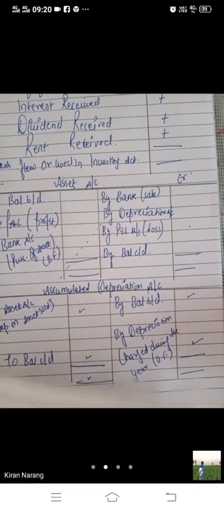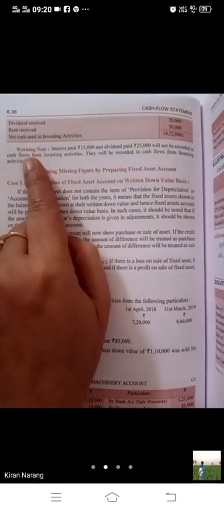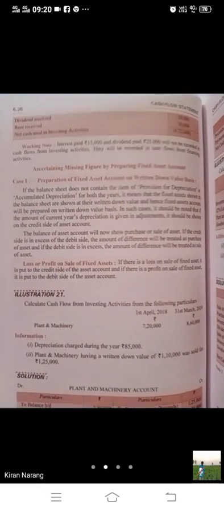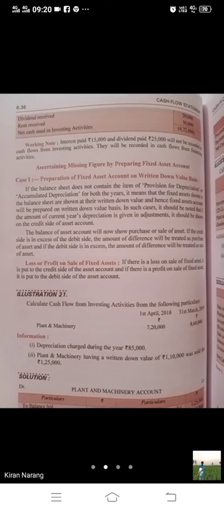Here the answer was minus 472. So we have written cash used in investing activity. Cash used in investing activity. Any doubt, children?